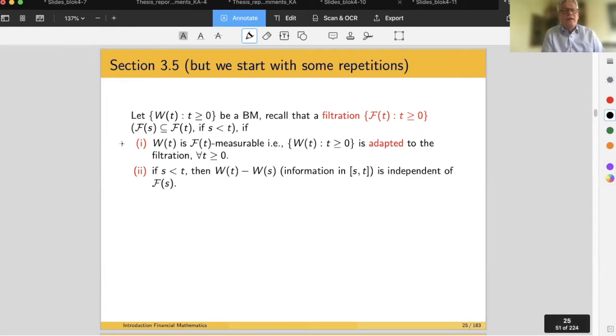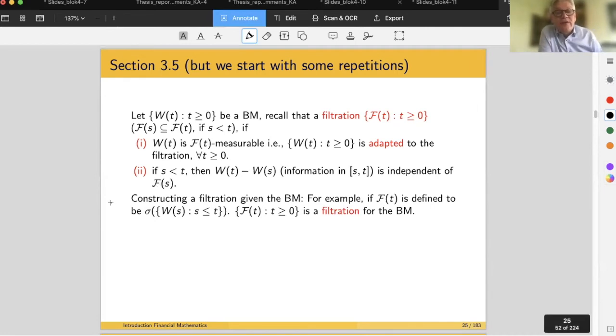And moreover, if s is less than t, then W(t) minus W(s), the information in the interval from s to t, is independent of F(s). Yes, so we have again these two notions, the increment being independent from the knowledge that we have gathered up to time s.